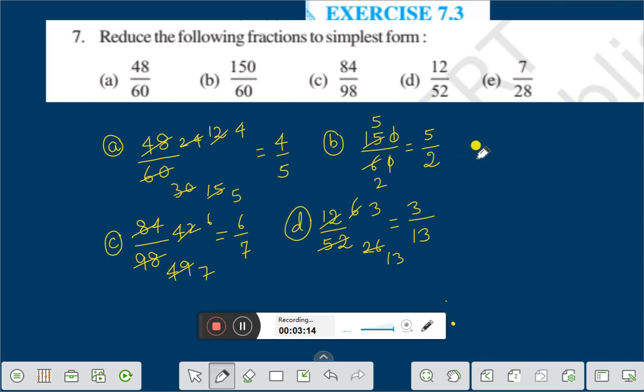Now question number E is 7 by 28. Divide by 7: 7 ones are 7, and 7 fours are 28. That is equal to 1 by 4.